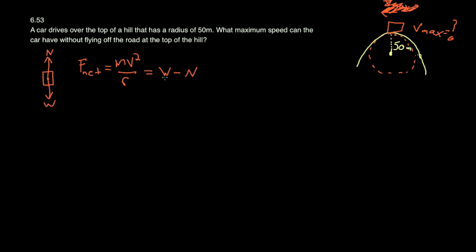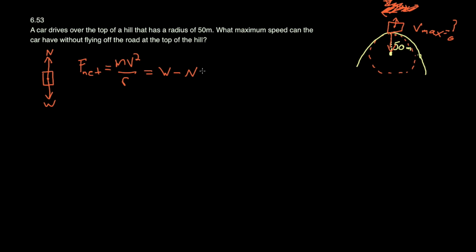Okay, so why is it W minus N if W is pointed this way? Our centripetal force is going to be pointing towards the center of the circle, right? Which is in the same direction as our weight. But our normal force is pointing upwards, which is in the opposite direction. So that makes our weight, which is in the same direction as the centripetal force, positive, and our normal force negative since it's in the opposite direction.